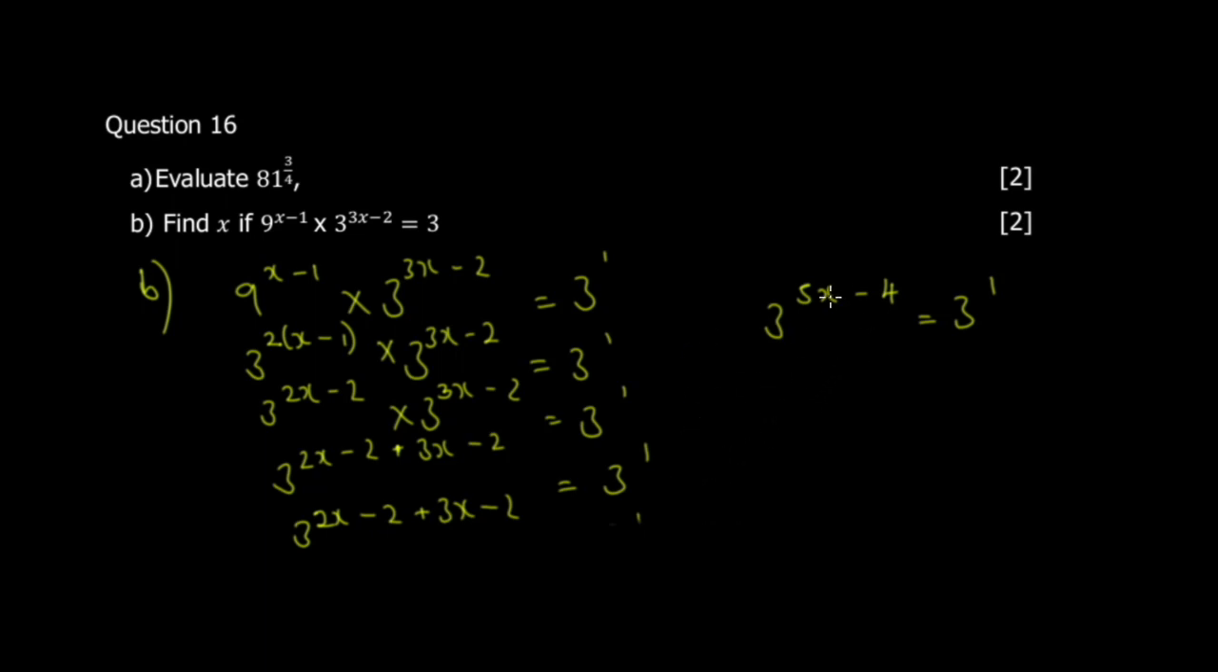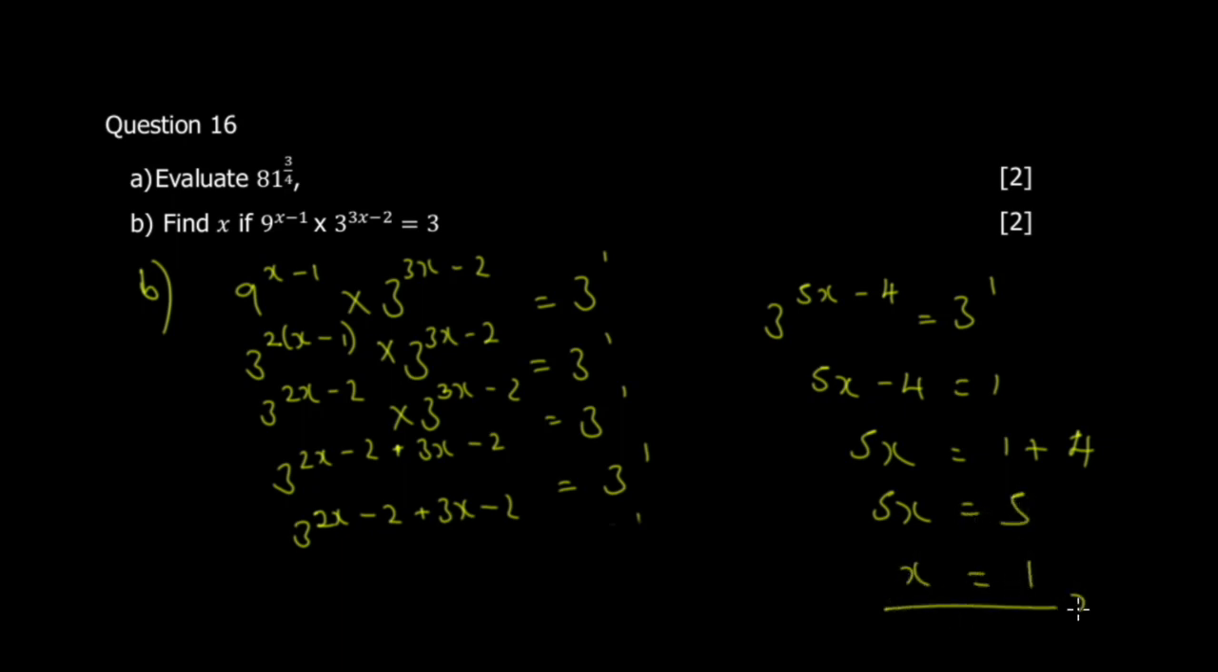If your bases are the same, that means the powers are also the same. So 5x minus 4 equal to 1, so that means 5x equal to 1 plus 4. That means 5x equal to 5. Then you divide both sides by 5, of course, and you get x equal to 1.